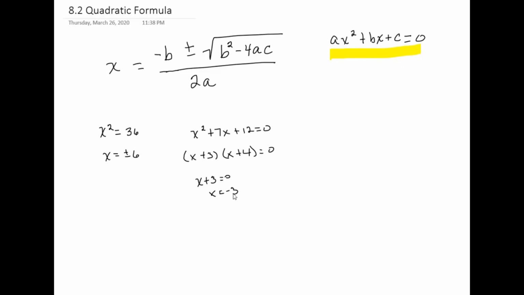So x is negative 3 or x is negative 4. But what if I have something like this that can't be factored, or that I can't just take the square root of both sides? Well, this is where the quadratic formula comes in.